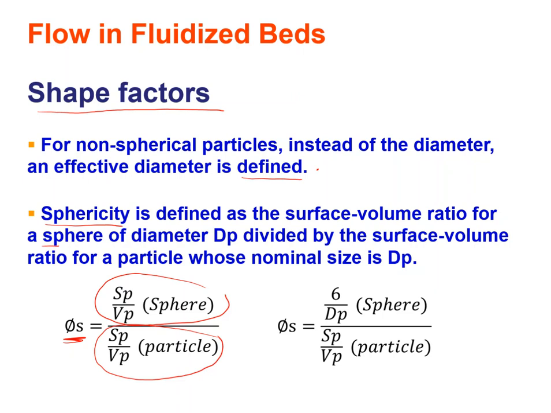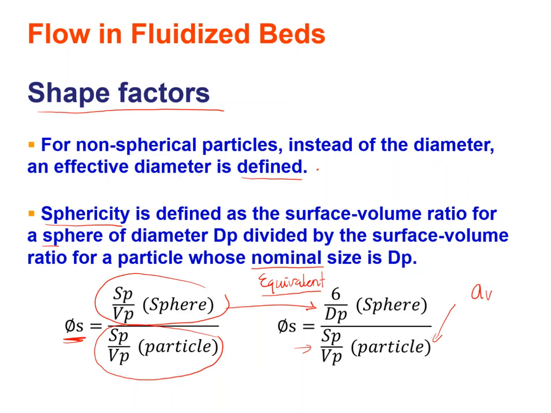Okay, and this is the diameter of the particle. We call it the nominal size, or the equivalent, nominal diameter, or equivalent diameter. So as you know, for a sphere, S_p by V_p is equal to this, and I will keep it for the particle as S_p by V_p, and you know that this is equal to A sub nu.